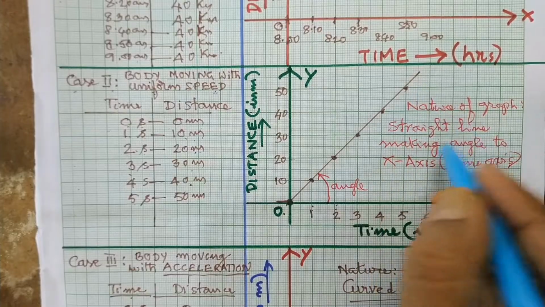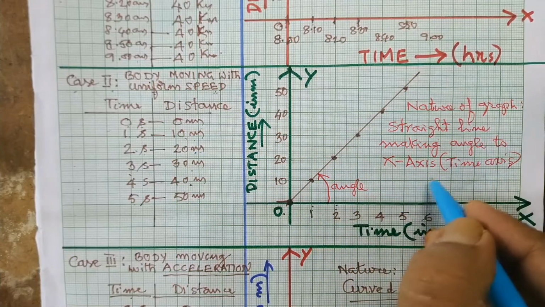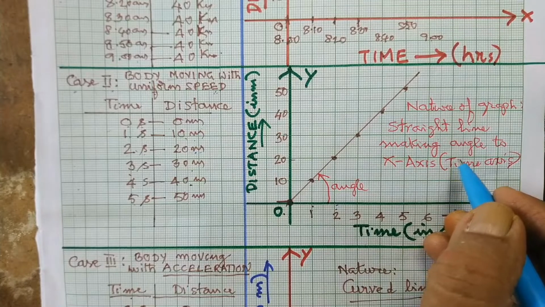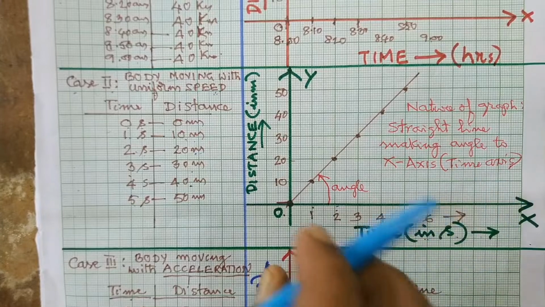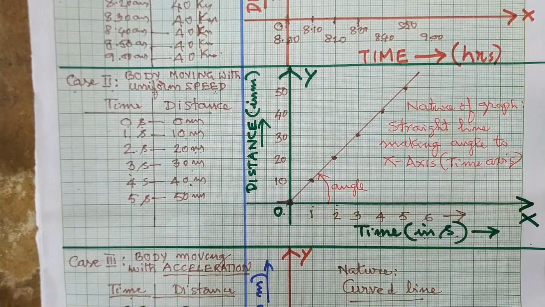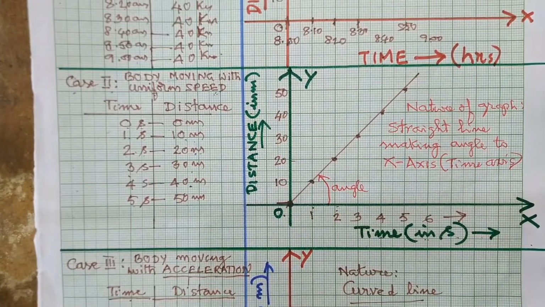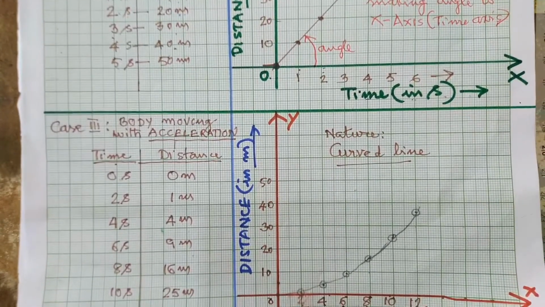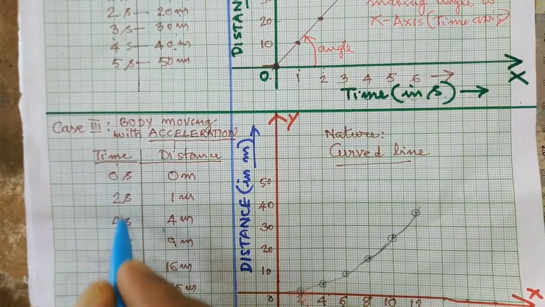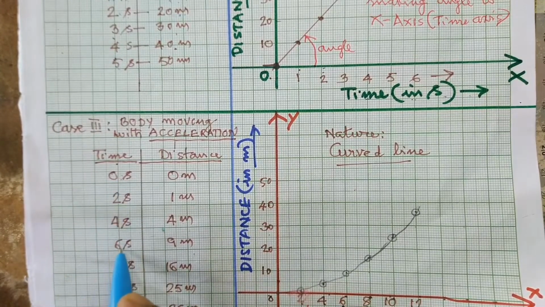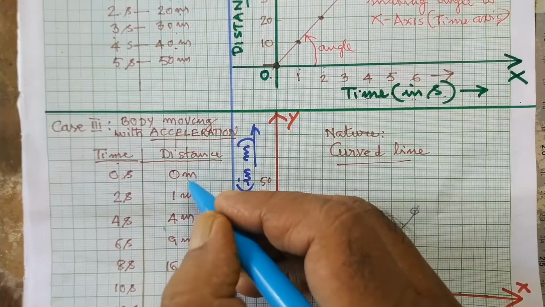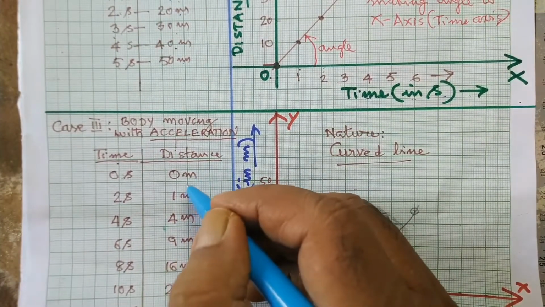But we'll say that straight line making an angle to x-axis, or otherwise we can say that straight line inclined to x-axis. Inclined to x-axis means this is the graph for that one. However, third one we have seen that body moving with the acceleration. In the body moving with the acceleration, I have given this data 0 second, 2 second, 4 second, 6 second, 8 second, 10 second, 12 second. The distance will increase very fast.